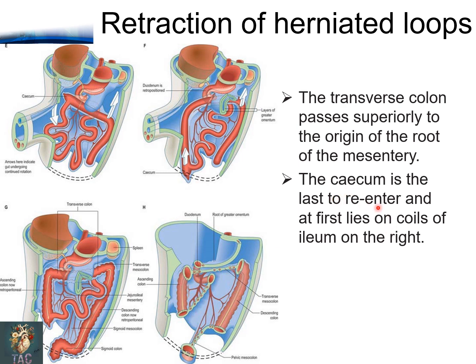The cecum is the last to re-enter, and at first it lies on coils of ileum on the right side. In this diagram you can see initially the cecum is present in the subhepatic region on the right side, but because of all the other portions adapting to their final position, the cecum comes to lie in the right iliac fossa. Also during this process of descent, a blind-ending pouch is formed from the cecum. This blind-ending pouch is called the appendix.